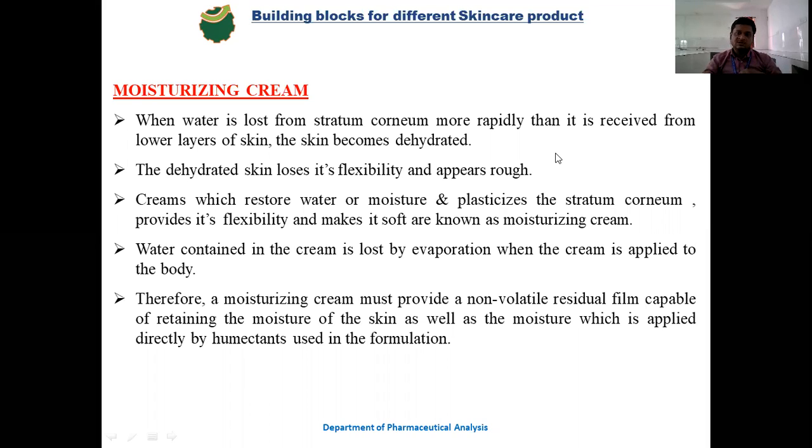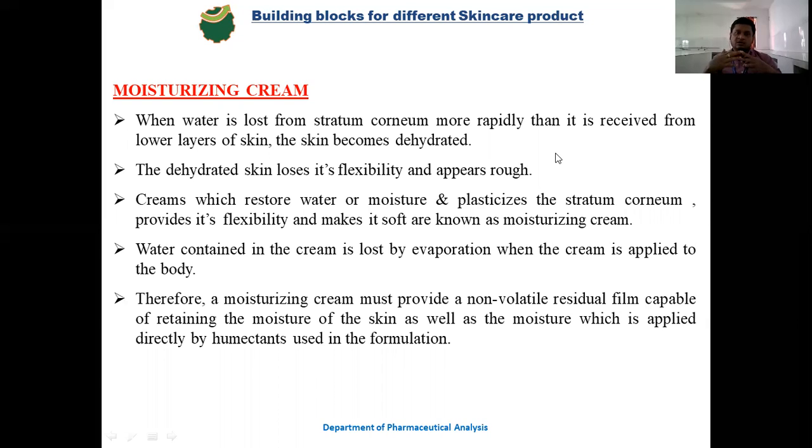In a particular season or in the dry season, the water will be lost from the stratum corneum. Stratum corneum is the first layer of the epidermis. We know that there are various layers in the epidermis, like stratum corneum, stratum germinativum, and stratum spinosum. The first-most layer is the stratum corneum.